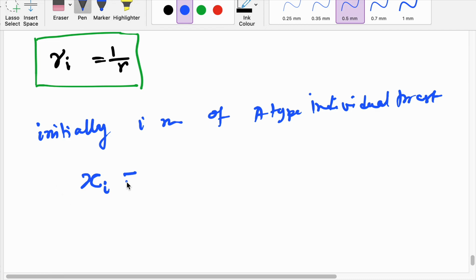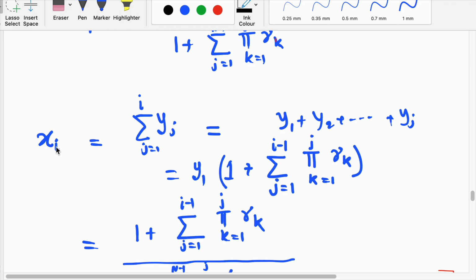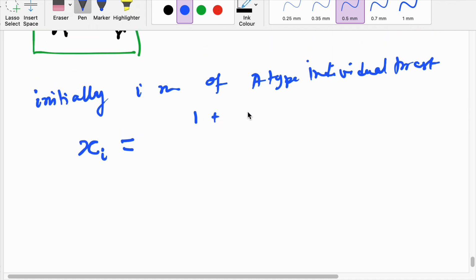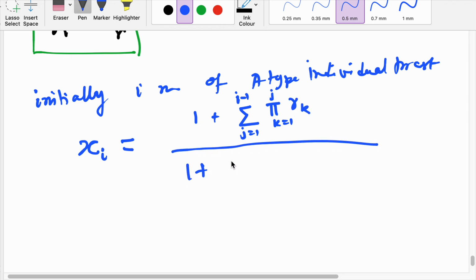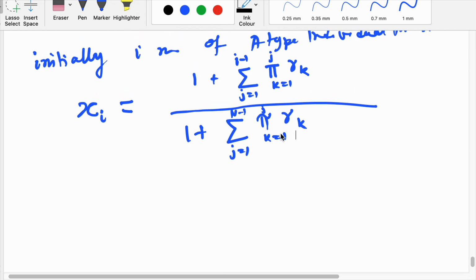We know the expression. So what is x_i? It is 1 plus summation of j equal to 1 to i minus 1 of product over k equal to 1 to j of gamma k, divided by 1 plus summation of j equal to 1 to n minus 1 of product over k equal to 1 to j of gamma k. Let me calculate, because these gamma k are easy to calculate, since they are now a constant number. So here gamma k is 1 by r.